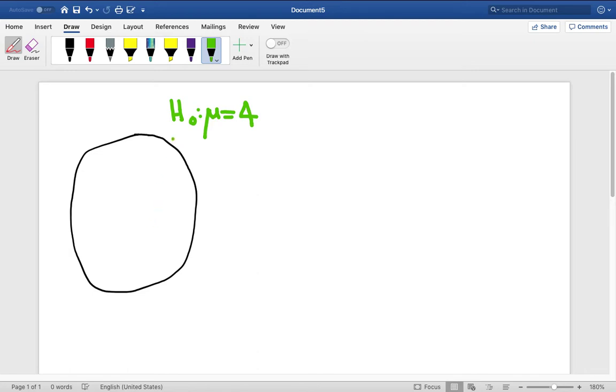The result of our hypothesis test is either to not reject the hypothesis or to reject the hypothesis in favor of the alternative hypothesis. The alternative hypothesis is either HA or H1, and it is going to be that students do not study for 4 hours a day. It's the exact opposite of what we have for the null hypothesis.